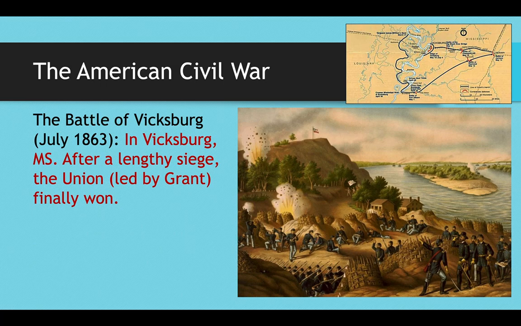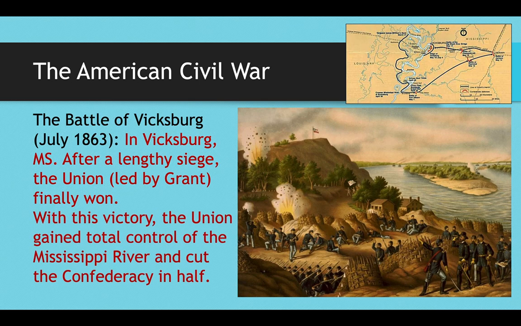That's why if you visit Vicksburg today, there aren't many antebellum homes or big mansions from before the Civil War, but there are a bunch in Natchez because Natchez surrendered very quickly to the Union, but Vicksburg held out for a very long time. So this siege of Vicksburg was led by Grant, and once the people of Vicksburg were weakened, the Union invaded and took the city of Vicksburg. And with this victory, the Union gained total control of the Mississippi River and cut the Confederacy in half.